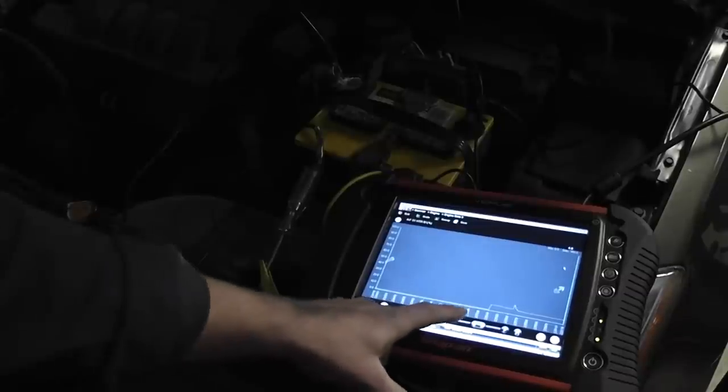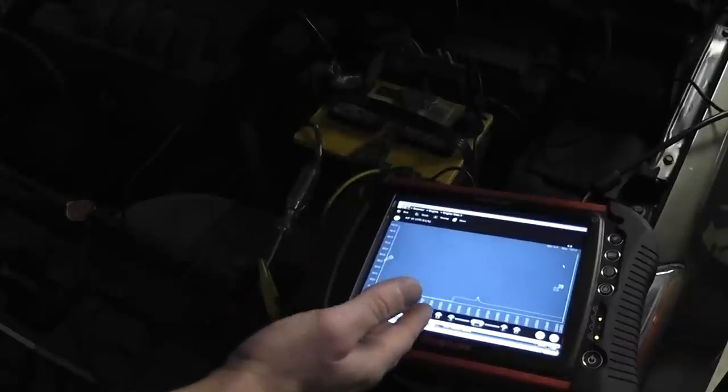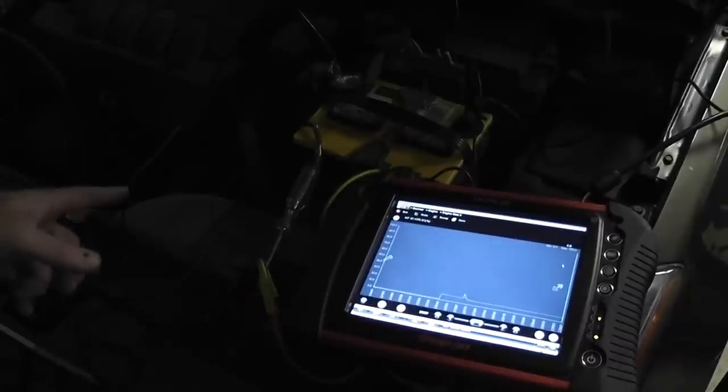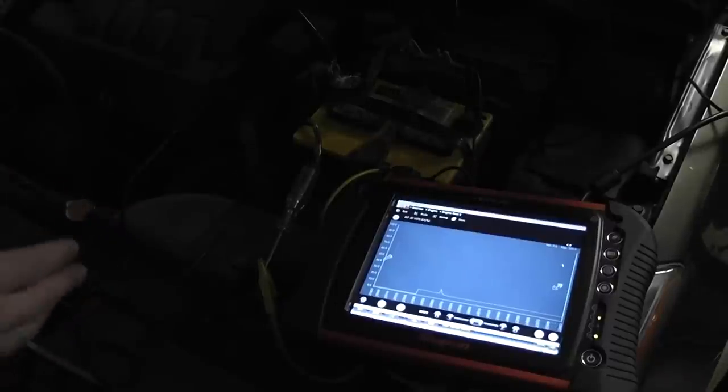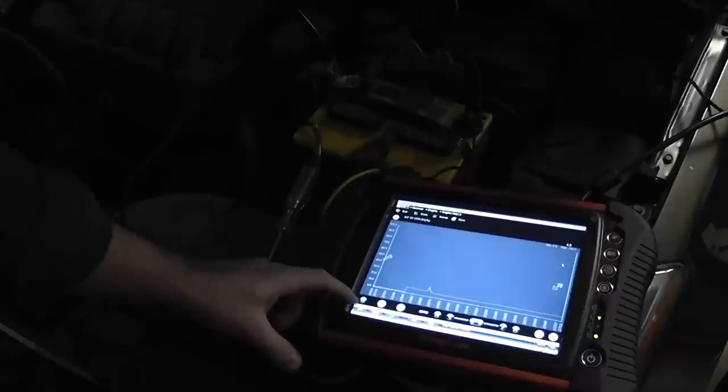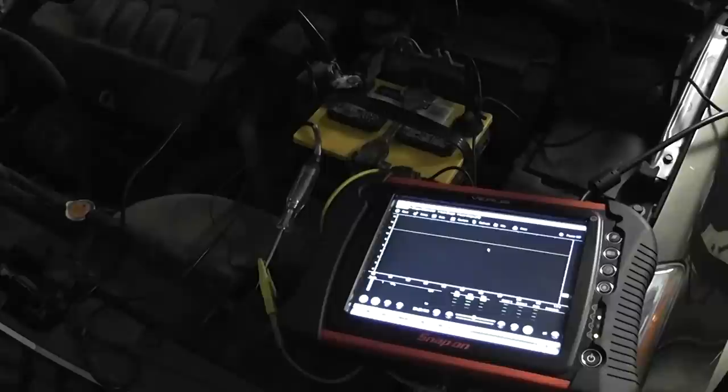Okay, it's not working, but the question here is, is a 4% duty cycle enough current? Is a 4% duty cycle enough current to light the bulb of that test light? I don't know. So what I can use though is my voltage waveform. I'm still connected to my scope, so I should have a pulse here. I don't. All right, so it's not controlling that right now, even though that command said 4%.